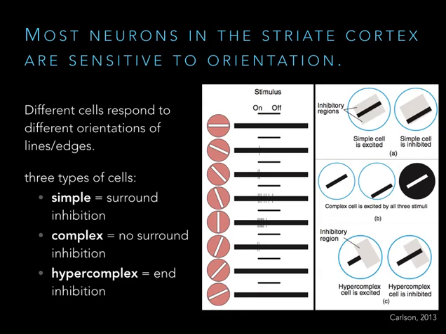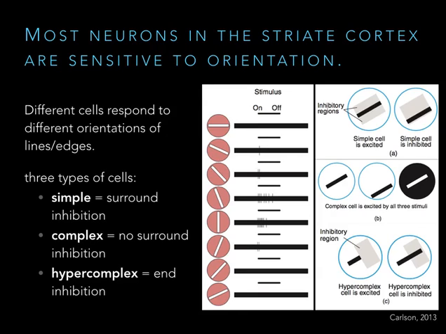Complex cells don't have this surround inhibition, so they'll respond to the angle no matter where it is. And whether it's light or dark doesn't matter. They just need to see this particular angle of line, and they will be excited.